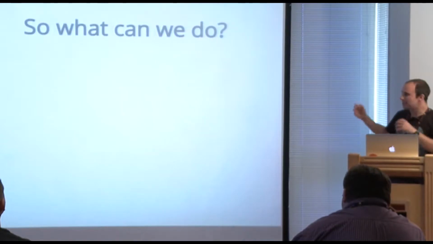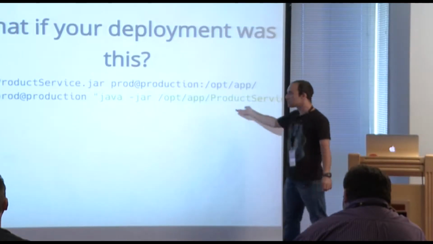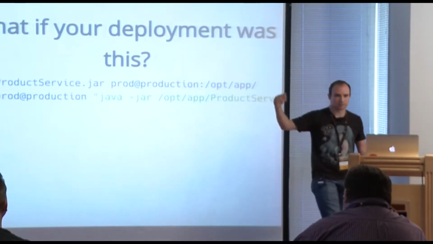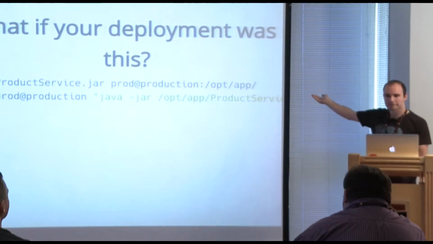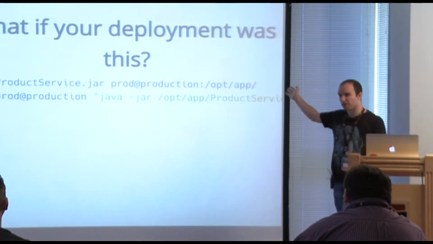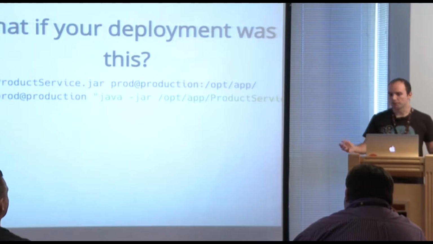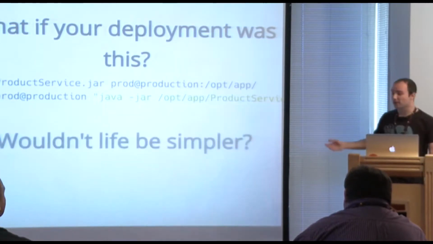So what can we actually do about all this stuff? I mean, I can stand here for 15, 20, 30 minutes and just tell you how I don't like application servers, and then get off the stage and we'd have accomplished nothing. So what can we actually do? Well, what if your deployment was this? Let's push a jar to a production box and start it. Hello world, right? Same kind of difference, it's just got the jar in it. What if your deployment was like that? Is this not a little bit simpler?